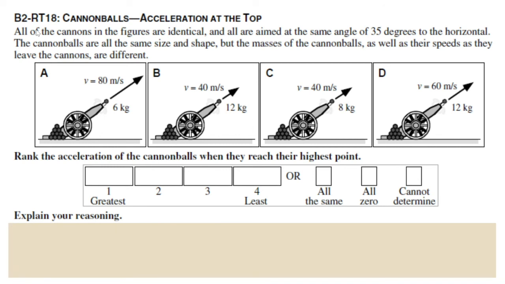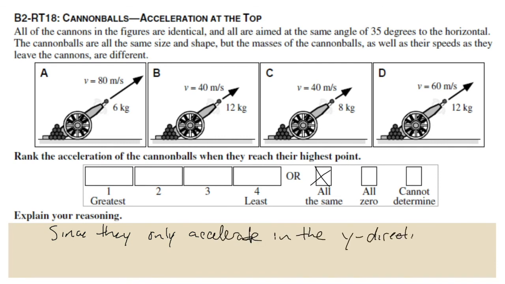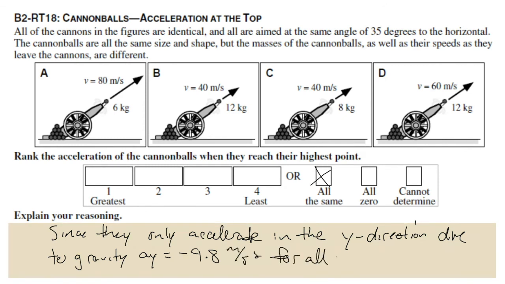All right, so this is certainly the easiest question of the day. They're asking you about their acceleration. The acceleration of these cannonballs at their maximum height. It doesn't really matter where they're asking you about their acceleration. They're all the same. Since they only accelerate in the vertical direction, I'll just write here in the y direction, due to gravity, ay equals negative 9.8 meters per second squared for all cannons. Mass doesn't matter. And that's it for the sheet.